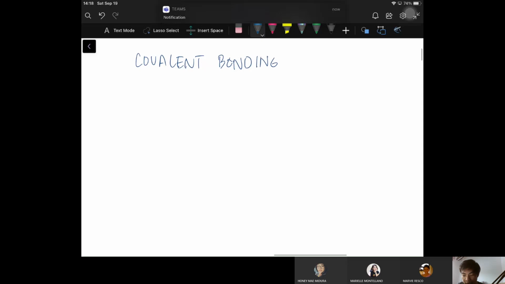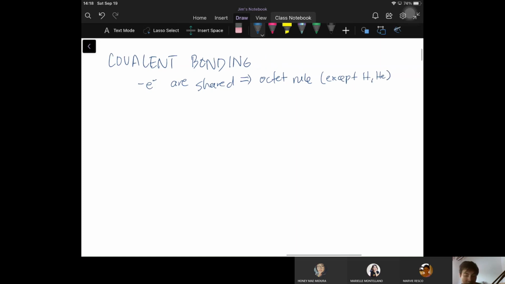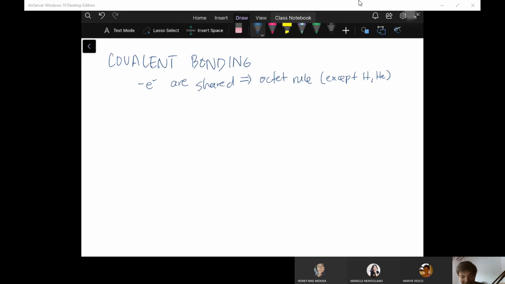Wala na rin na. So covalent bonding tayo. Covalent bonding. So what's the idea with covalent bond? Electrons are shared. Bakit no? They want to follow the octet rule, except hydrogen and helium na. Okay, so yun yung idea. May sharing of electron. Ang question nun, paano nila sinashare na?